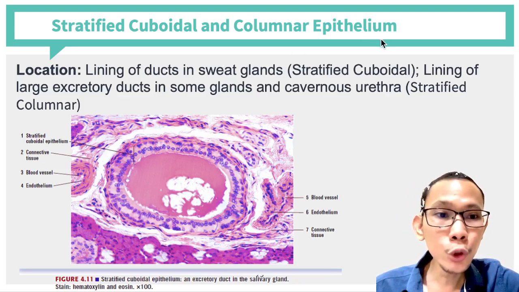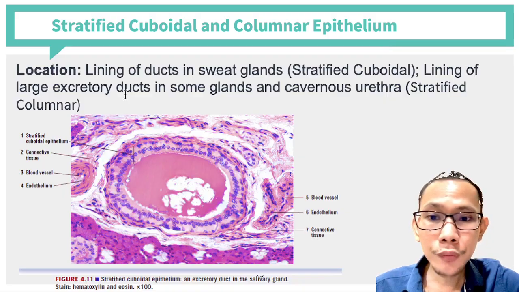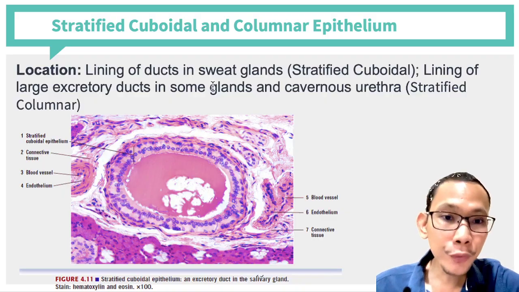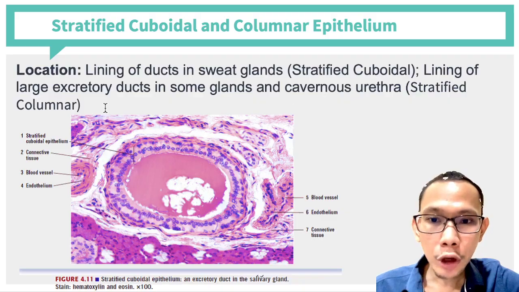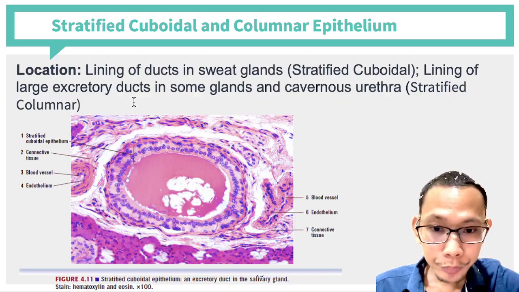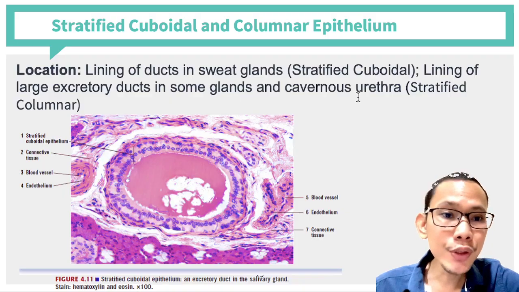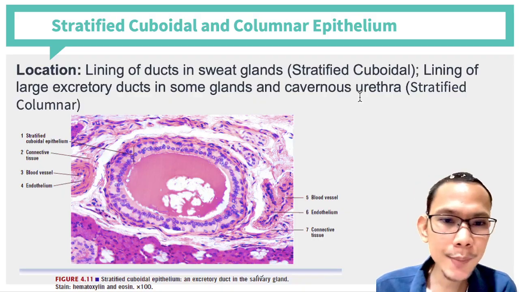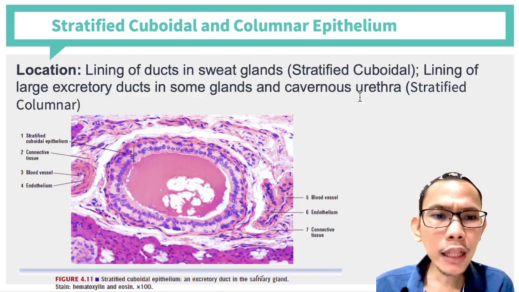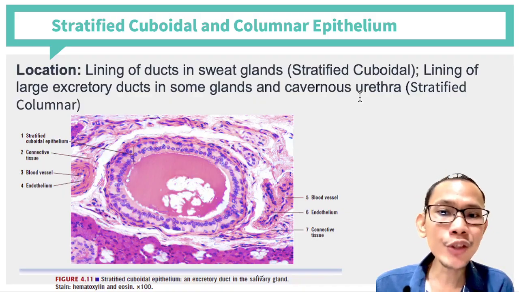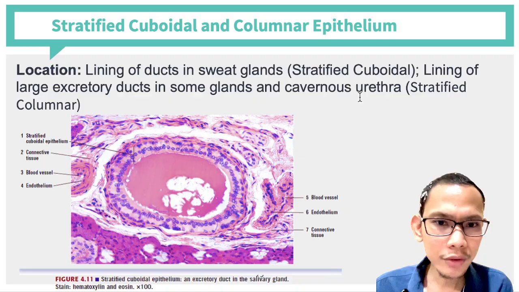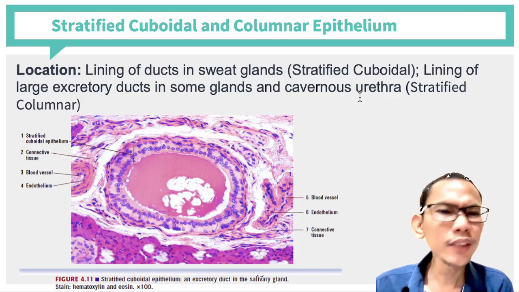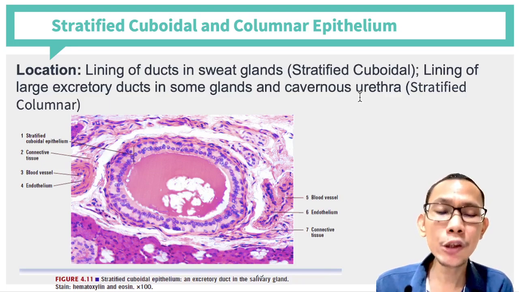How about the stratified columnar? Lining of your large excretory ducts and some glands in your cavernous urethra. Again, large excretory ducts and some glands in your cavernous urethra. That's going to be your stratified columnar. So when I ask you in your quiz where you can find your stratified columnar inside your body, just remember, excretory ducts and your cavernous urethra. That's it. Stratified cuboidal, remember, ducts in your sweat gland.